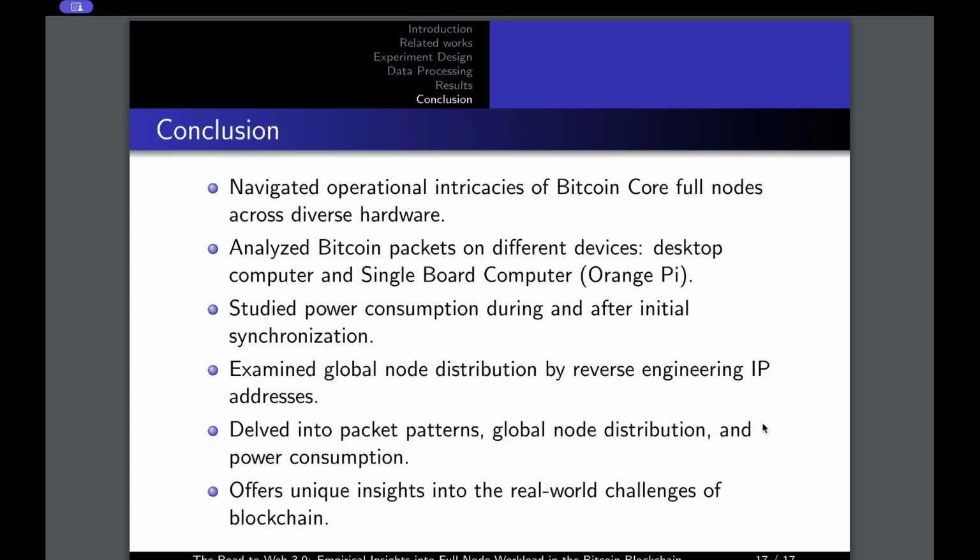In conclusion, we navigated the operational intricacies of the Bitcoin full node. We analyzed Bitcoin packets on different devices. We studied the power consumption during and after the initial synchronization process. We examined the global node distribution by reverse engineering the IP addresses. We delved into the packet patterns. Finally, we found some unique insights into the real-world challenges of the blockchain.